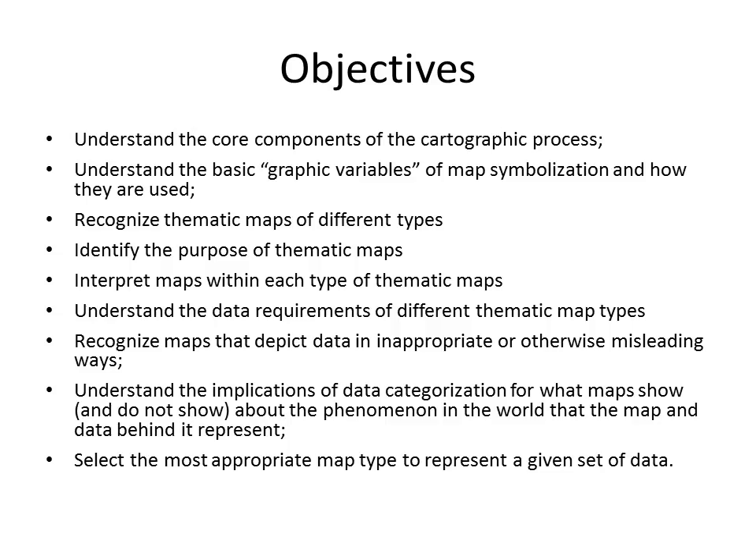The chapter has several objectives that relate to the basics of cartography and map design: understanding the core components of the cartographic process, understanding the basic graphic variables of map symbolization, recognizing thematic maps of different types, identifying the purpose of thematic maps, interpreting maps within each type of thematic map category, understanding the data requirements of different thematic map types, recognizing maps that depict data in inappropriate or otherwise misleading ways, understanding the implications of data categorization for what maps show, and selecting the most appropriate map type to represent a given set of data.